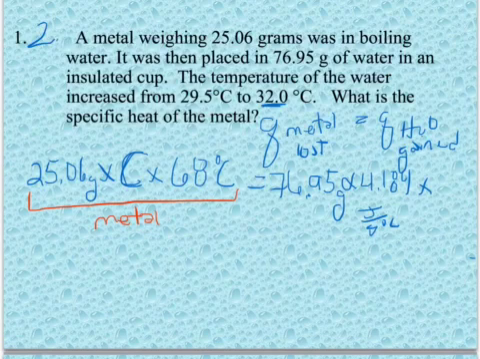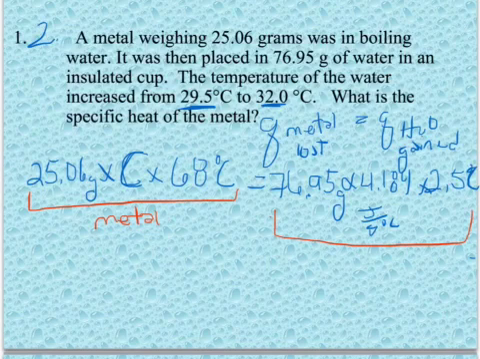Notice the water did not change temperature very much. That's because water has a very high specific heat. It takes a lot of energy to change the temperature of water. So we subtract 32 from 29.5 and we get 2.5 degrees Celsius. So now we solve for C. Now notice that all of this information was for water. That was all for water.